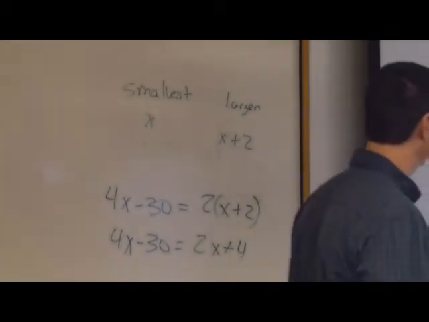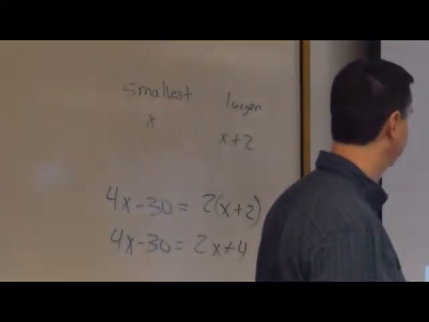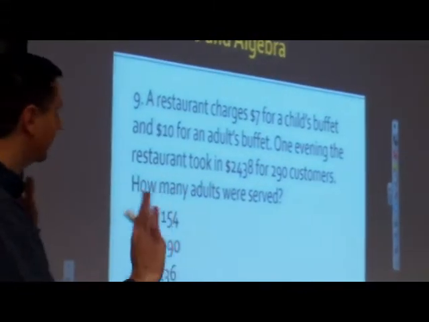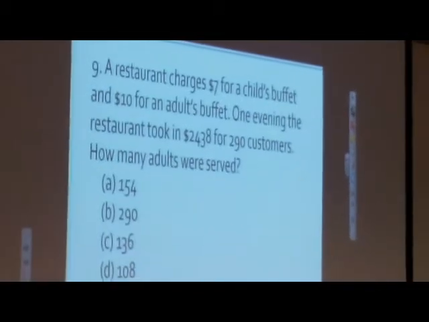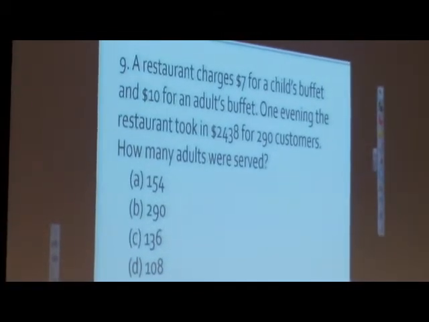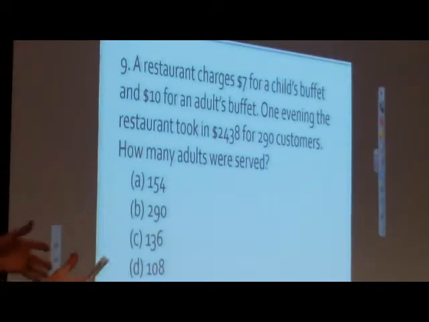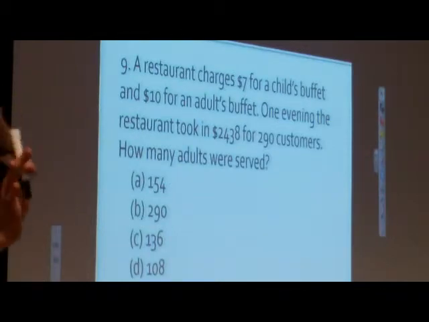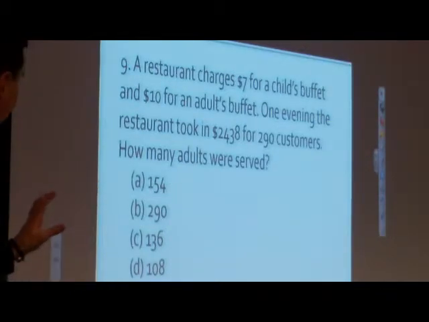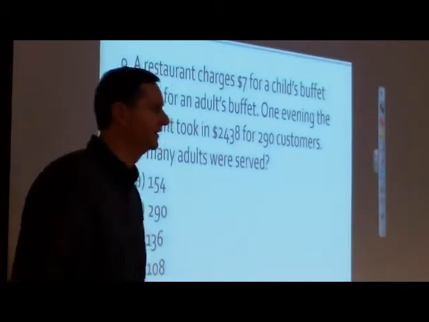Okay, what's the next one? Do we have another one? Are we done with that? Okay, so here's a really standard kind of one. You see this on a lot of ACT type assessments. A restaurant charges $7 for a child's buffet, $10 for an adult's buffet. One evening, they take in $2,438, assuming no tips or tax. So, a contrived situation, and 290 customers.